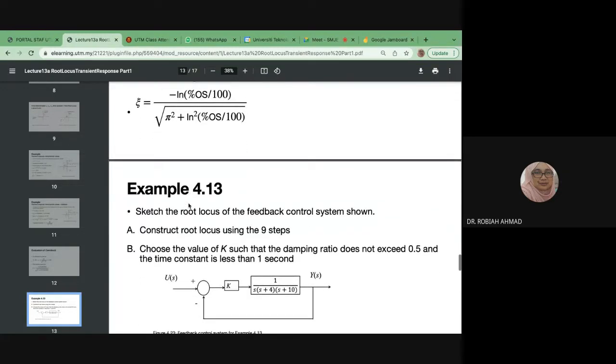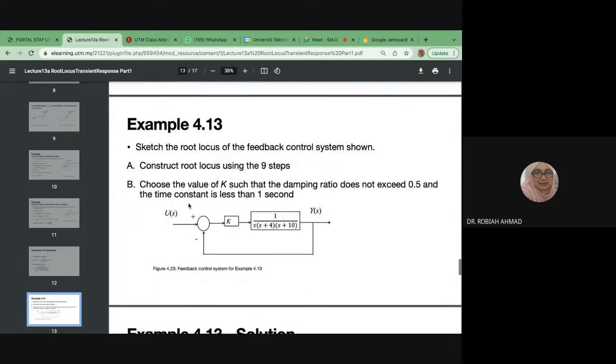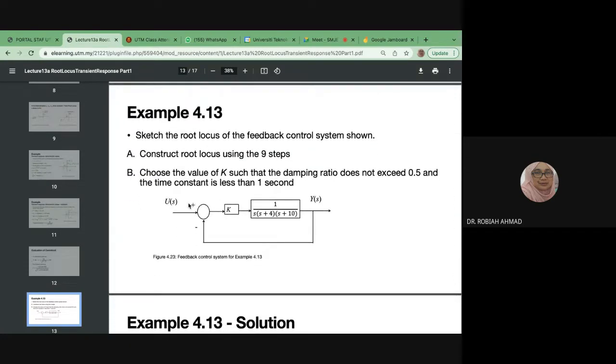Okay. Now, class, to understand further, let us look at example 4.13 in my book. The question is, sketch the root locus of the feedback system shown. Have we done this one? Not yet, so far S4 and 10 not yet. So I start with a very simple one without zeros and without complex conjugate poles. All three are poles and real values, no complex.